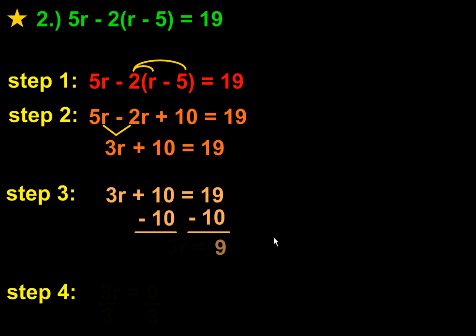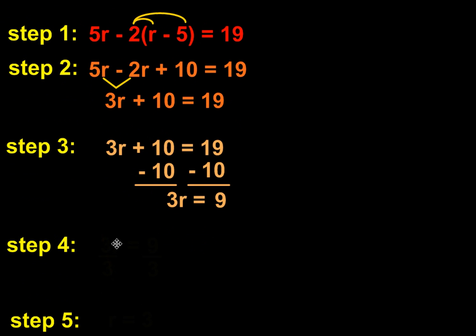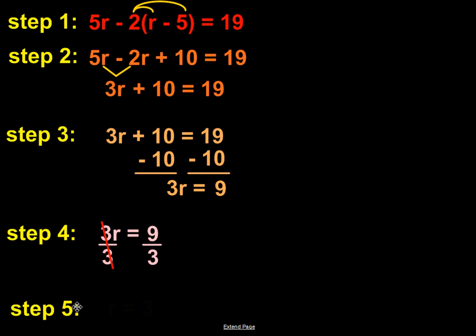which gets us 9. We still want to bring down 3r. Brings us to step 4. So we have 3r equals 9. We need to divide by 3 to get r by itself. When we divide by 3, that cancels out the 3's, leaving r by itself. But whatever we do to this side of the equation, we have to do to this side. So we divide 9 by 3. That brings us to step 5, which gives us r equals 3.